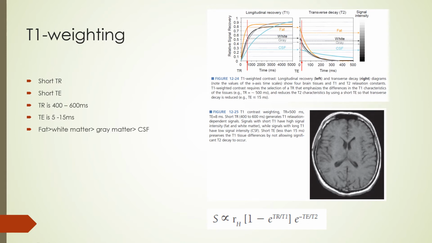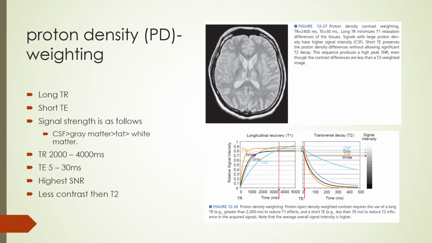A T1 weighted image is shown with fat having the most intense signal, followed by white matter, gray matter, and CSF. Contrast based on proton density differences is achieved by reducing the contributions of T1 recovery and T2 decay, as shown on the bottom image. In this case, a long TR and a short TE are used. TR values range from 2000 to 4000 milliseconds, and TE values range from 5 to 30 milliseconds.